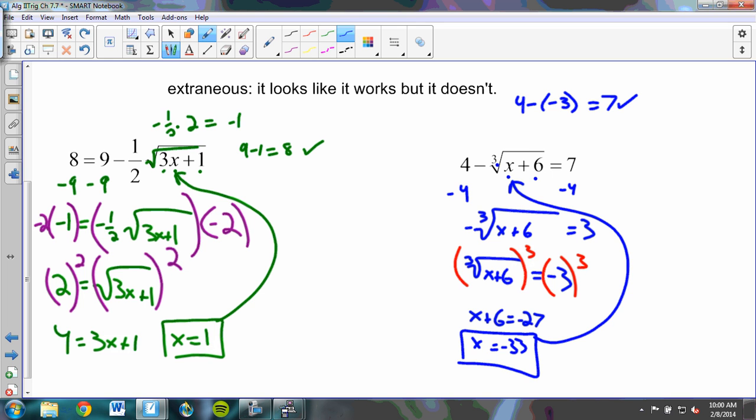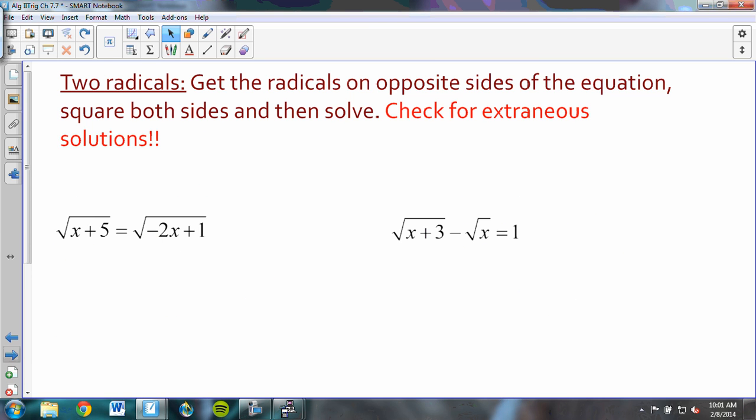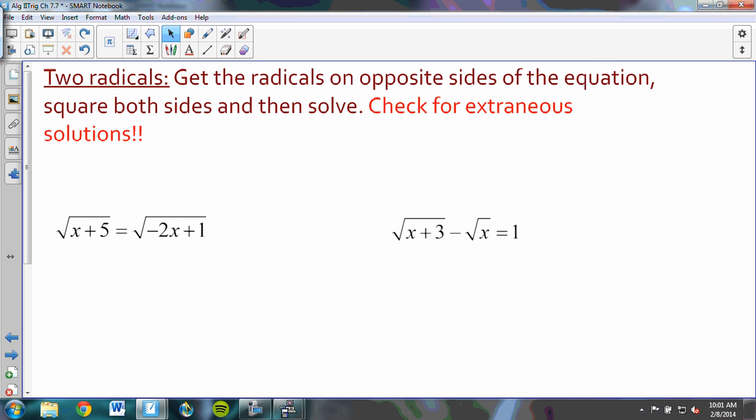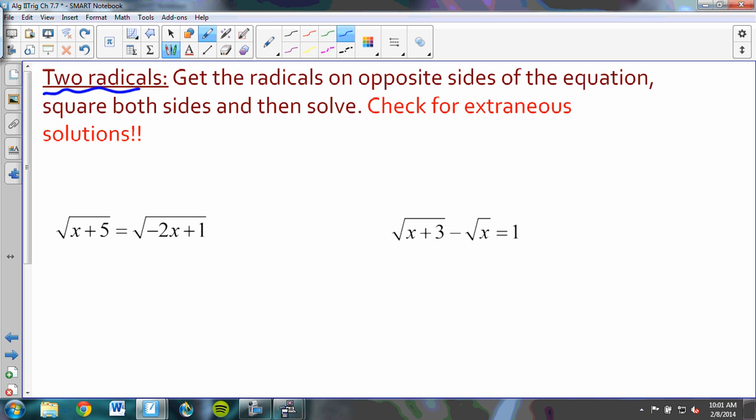That was when we just had one radical of some sort. Those are square roots or third roots. You can have two radicals, and these can get a little messy. When there's two radicals, you want to get them on opposite sides of the equation. Here on this first problem, they're already on opposite sides.